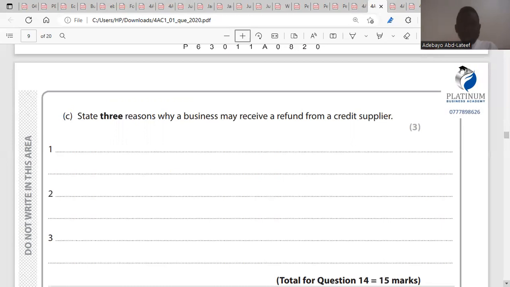All right. So what are the reasons why your supplier will be giving you a refund? One, maybe you have returned certain goods. You return some goods to your supplier. That means he has to pay you cash. That's number one. Number two, maybe some goods are faulty. If they are faulty, you have to return it, yes or no?